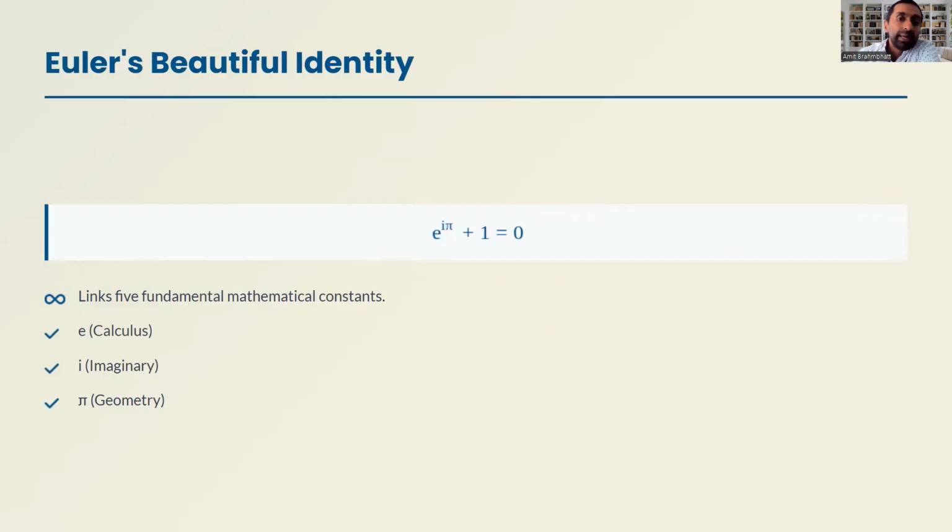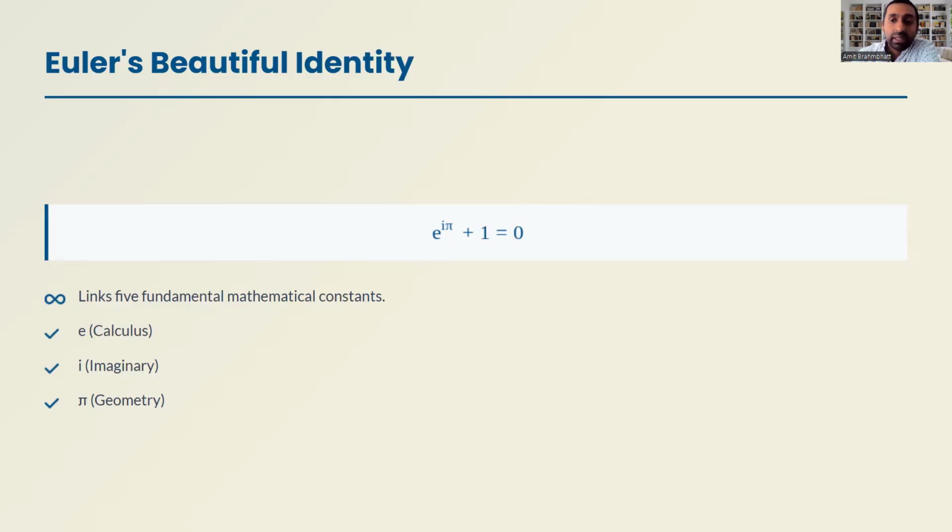Euler's beautiful identity. While we are celebrating mathematical elegance, we must pause to look at Euler's identity: e raised to the i times pi, plus 1, equals 0. The legendary physicist Richard Feynman called this the most remarkable formula in mathematics.